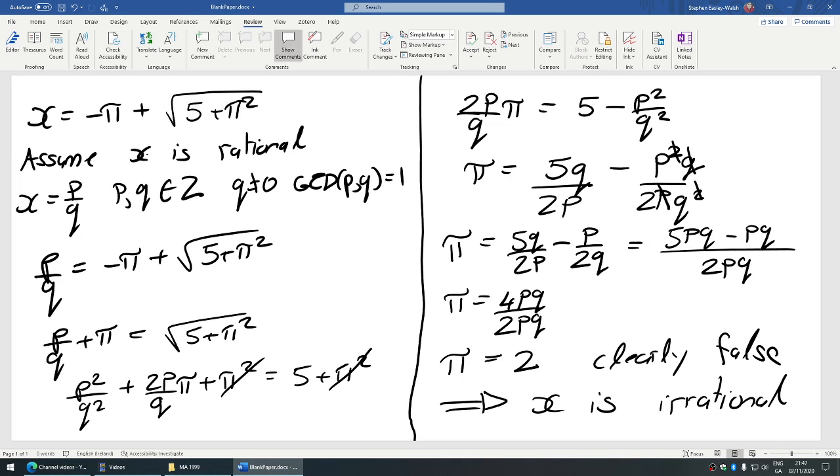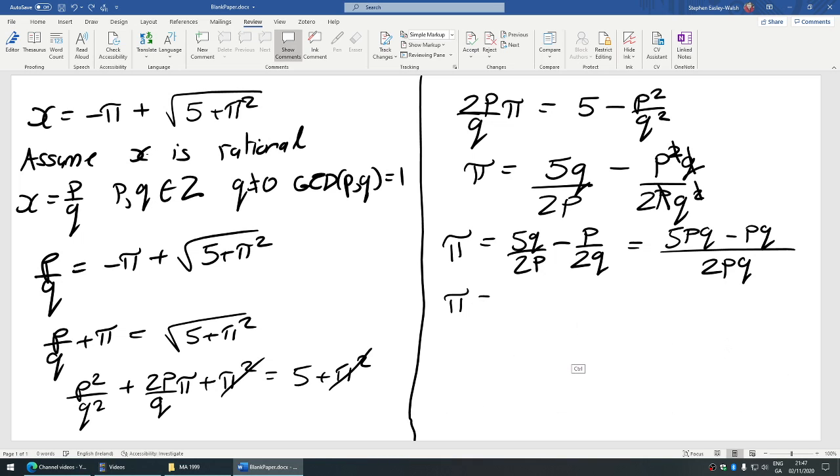Five pq. Oh no, I took a bit of a wrong turn. That would be 5q squared. I'm multiplying above and below by q minus p squared. Okay, that's a bit better.